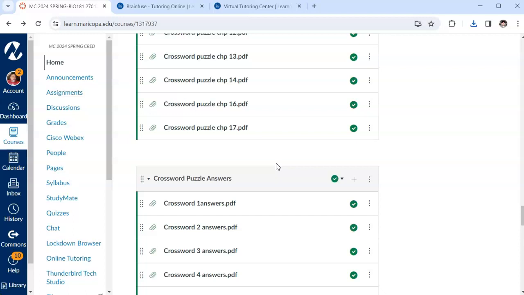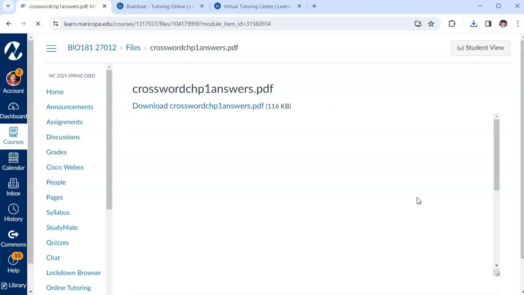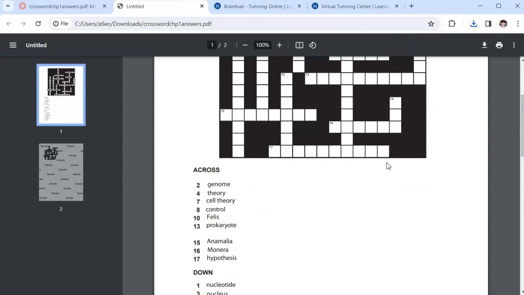Got some sort of cough from my kids' daycare. Anyway, so this requires a PDF reader. So here's the answers. So two across is genome, like I said.